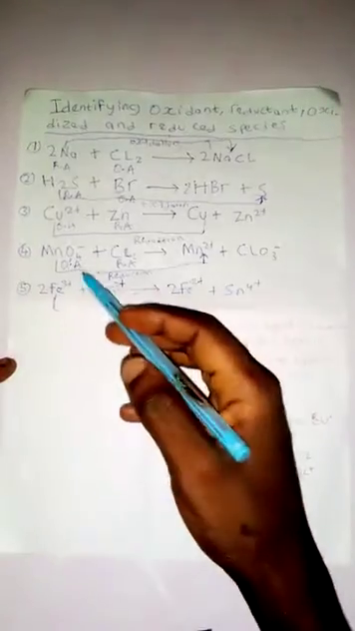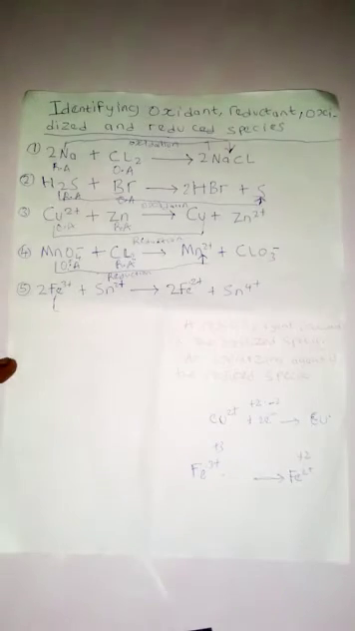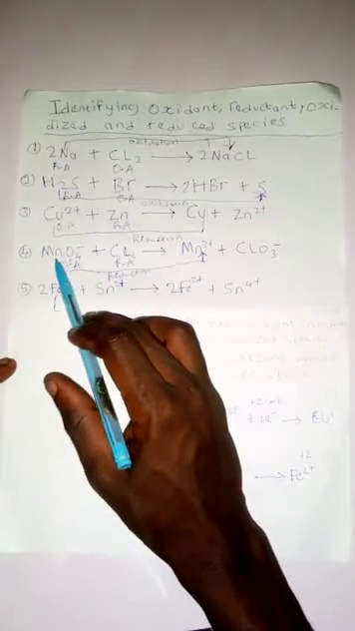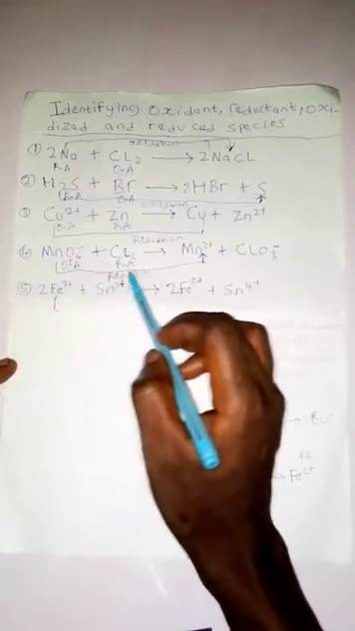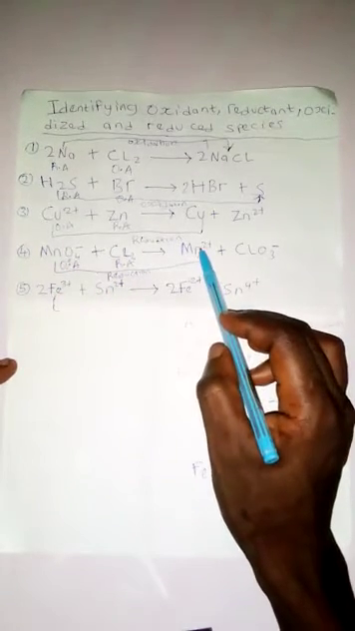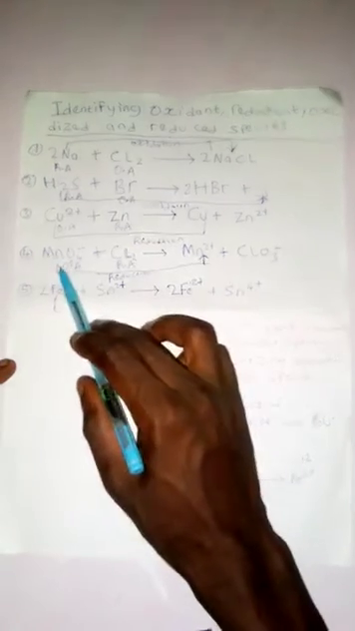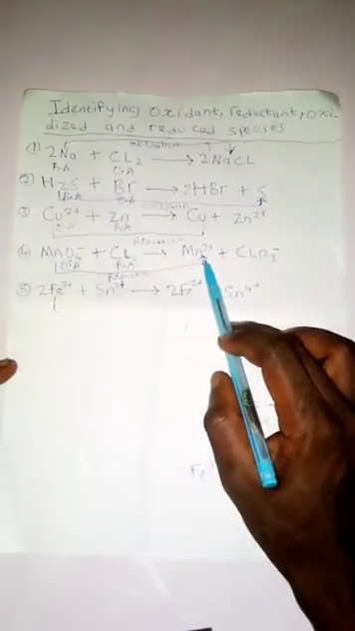So in this way, we have to define oxidation and reduction in terms of oxygen. Now oxidation is the addition of oxygen, reduction is the removal of oxygen from a substance. Now if you look at it, you will discover that MnO4⁻ here becomes Mn²⁺ here, that's the manganese(II) ion here. So you will discover that oxygen was removed from it for it to form this.